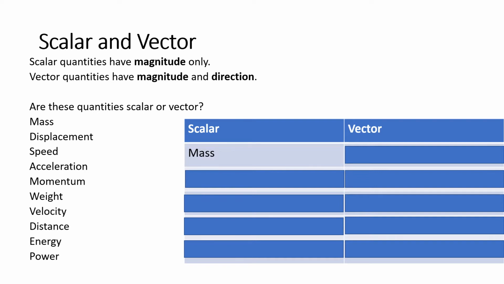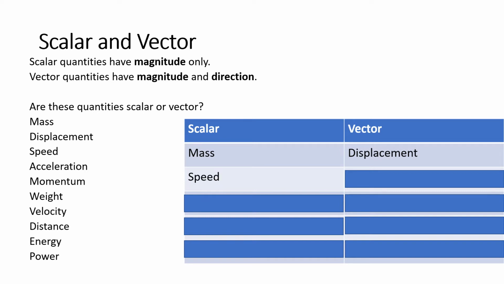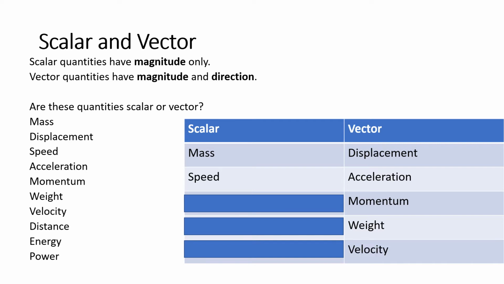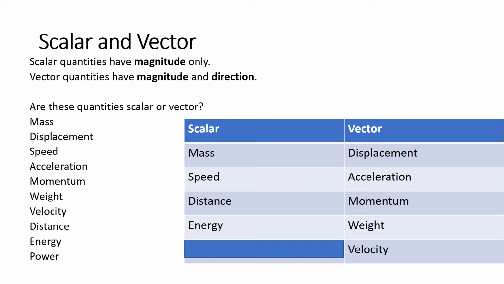Mass is scalar. Displacement is vector. Speed is scalar. Acceleration is vector. Momentum is a vector. Weight is a vector. Velocity is a vector. Distance is scalar. Energy is scalar. And power is scalar.